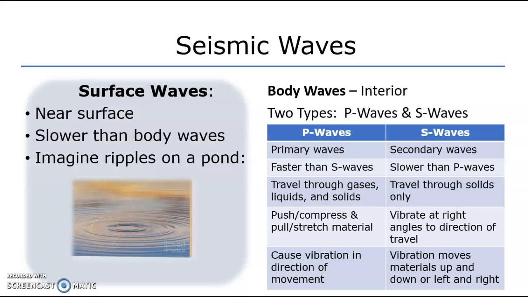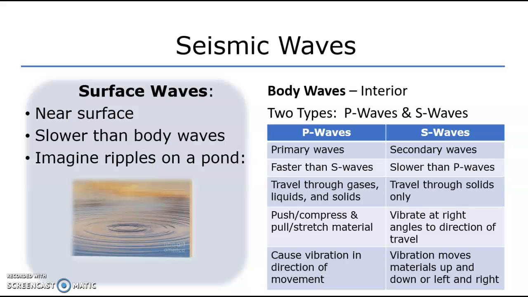So as I mentioned before, there are two types of seismic waves. There's the surface waves, which are closer to the surface of the Earth. They're slower than the body waves. And if you can imagine ripples on a pond only going through Earth, that can get you thinking about surface waves. Body waves are located more in the interior, deeper into the Earth.